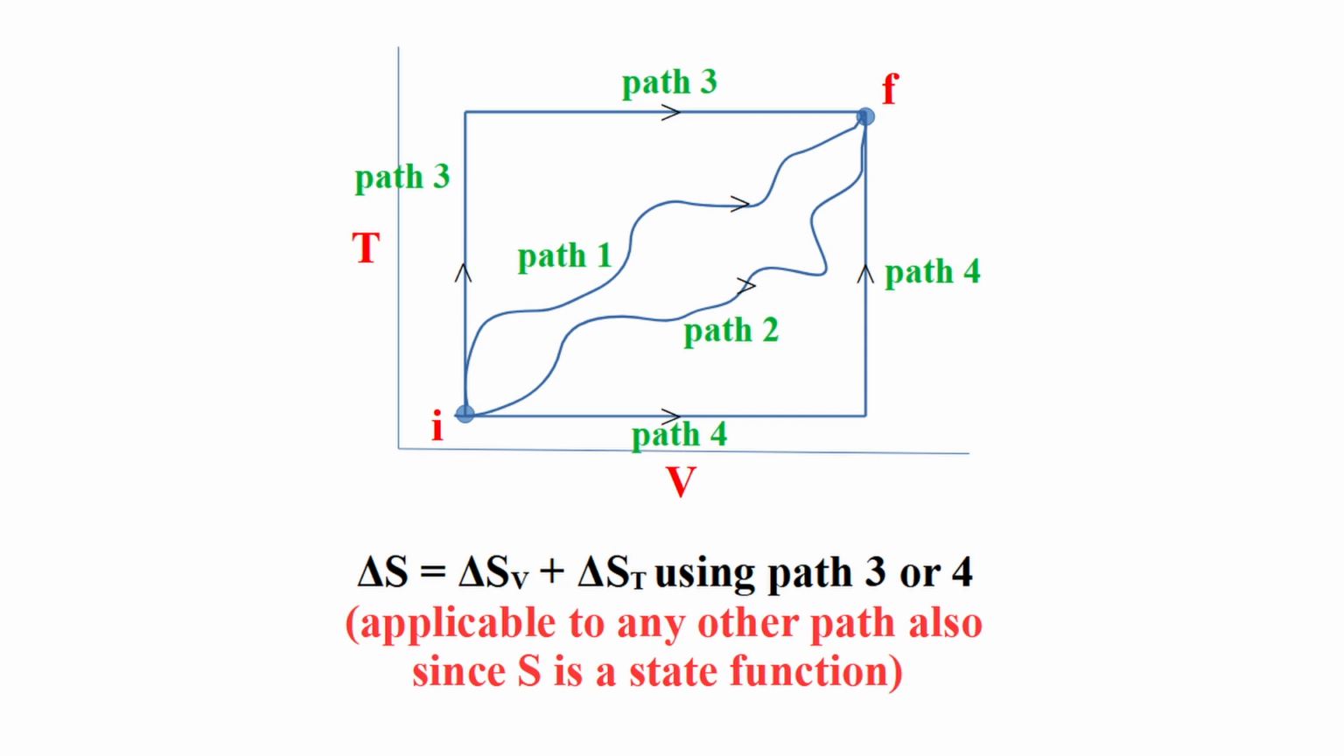Delta S, which is the sum of the two, can be calculated using either path 3 or path 4. It will give the same value, and it is the same value for paths 1 and 2 as well as for any other path, since S is a state function, as long as I and F are the same.